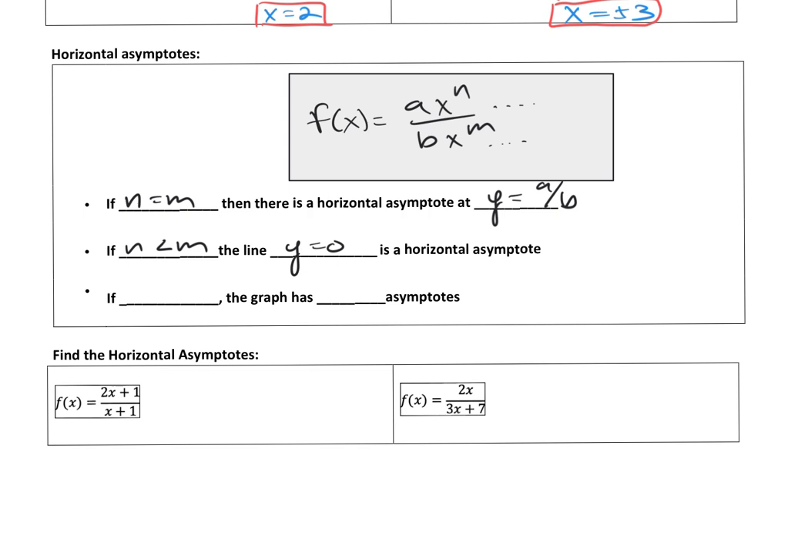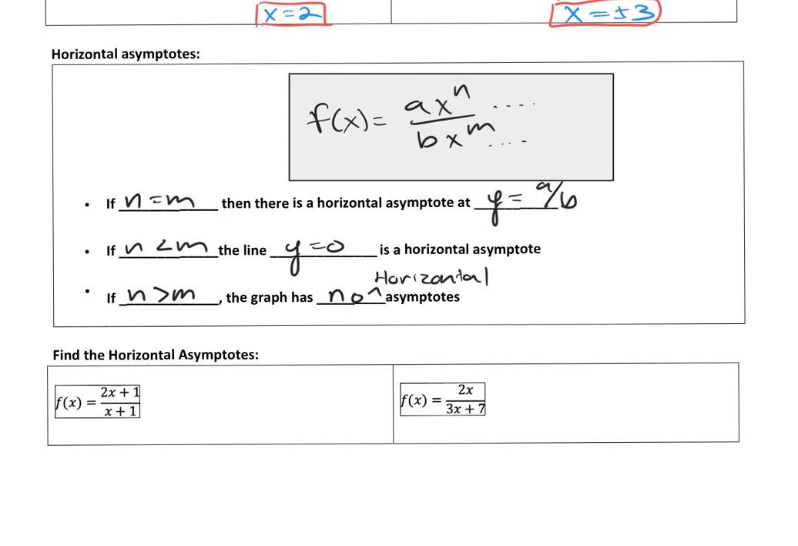And if instead n is actually bigger than m, so the degree in our numerator is bigger than the degree in our denominator, then we have no horizontal asymptote. We instead have a slant asymptote, which we will talk about in 2.7.